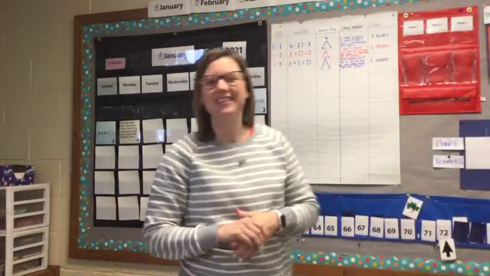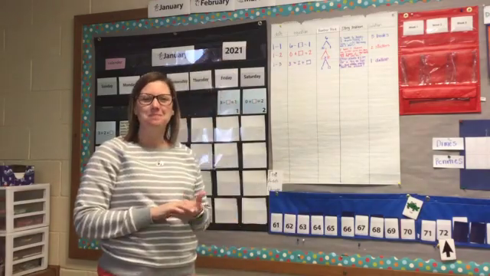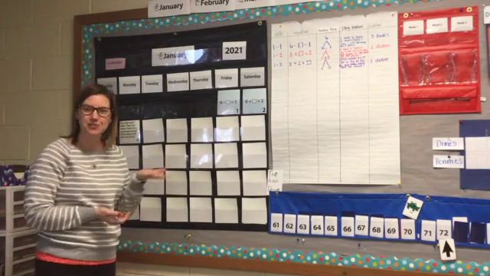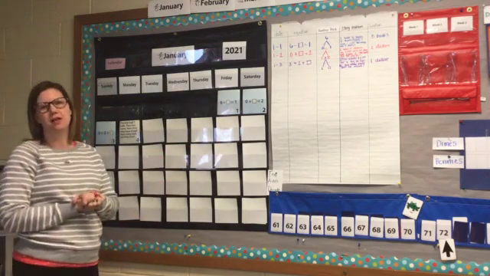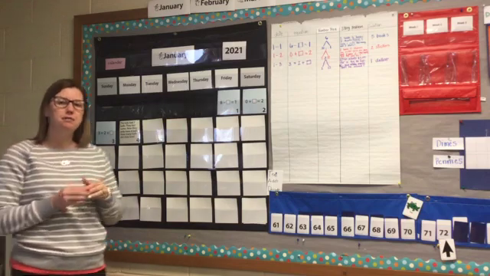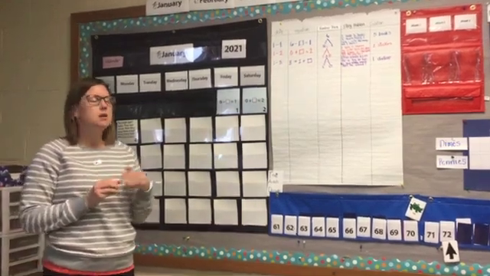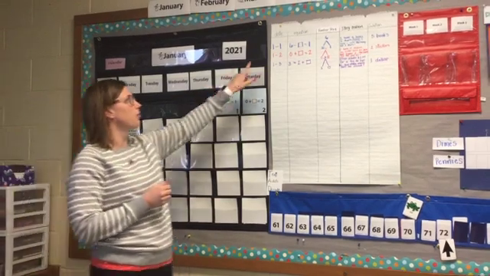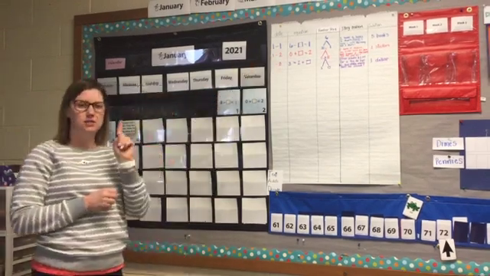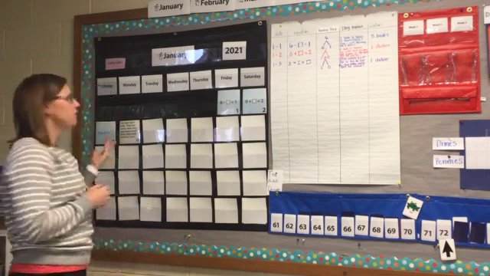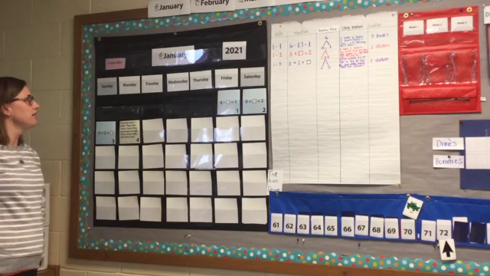Hi boys and girls. It's time for Number Corner, and you may have noticed that Number Corner has changed because we are now in the month of January. January is the first month of the new year. So when we write our date for January, we will use the number 1 because it's the first month of the new year. All right, so let's just take a look at our calendar.